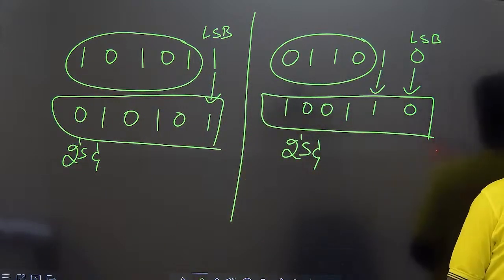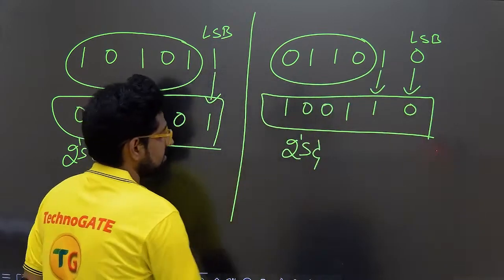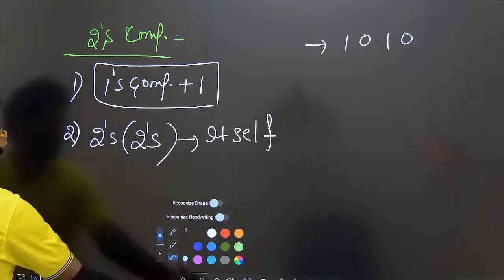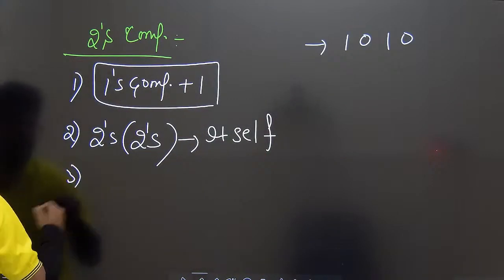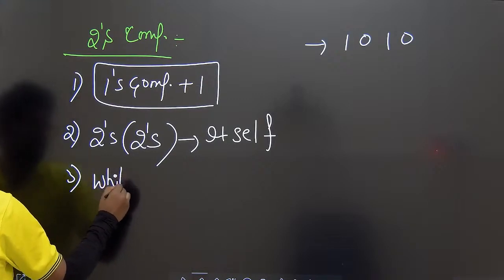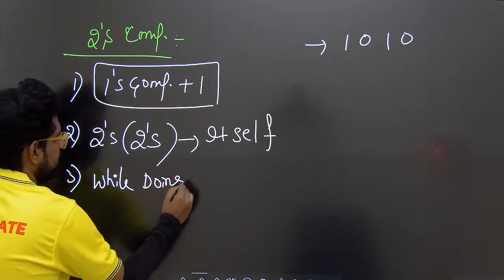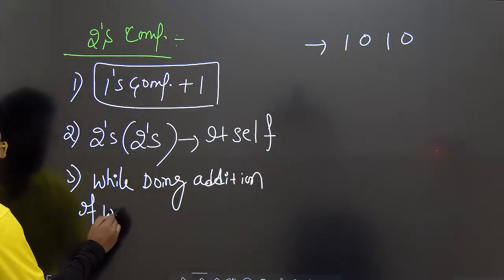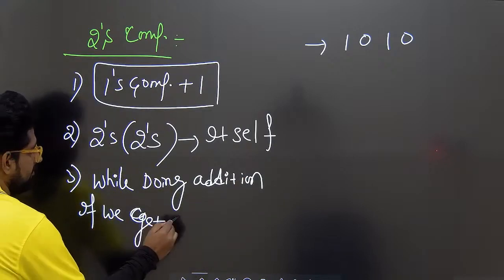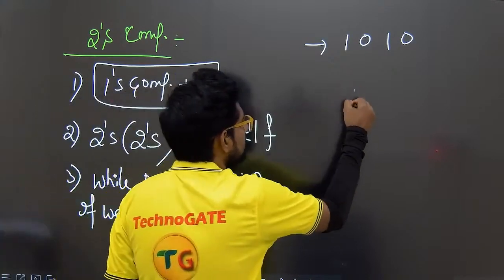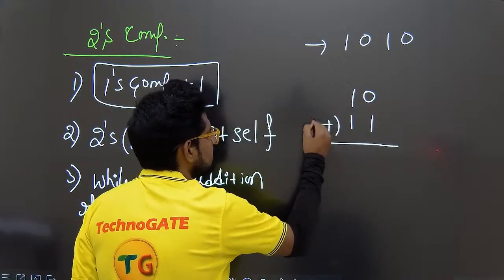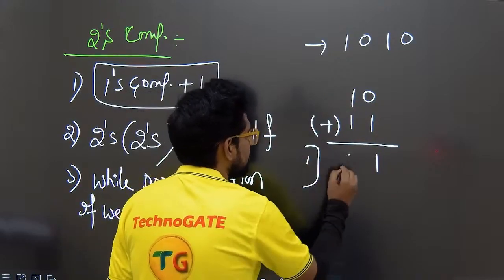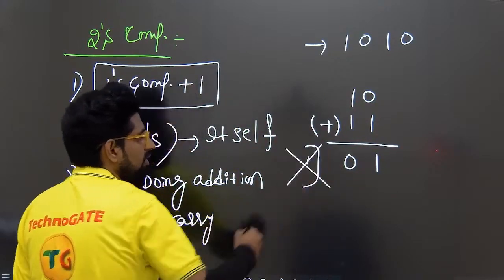Okay, now what we have to do? Here I said 2's complement of 2's complement is itself, and the third point I am going to explain: while doing addition, if we get carry, okay, so 1 0 1 1, we are doing addition by using 2's complement. So 0 plus 1 is 1, 1 plus 1 is 1 0. The carry will be ignored, neglected.